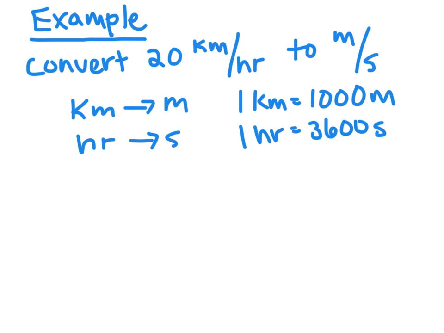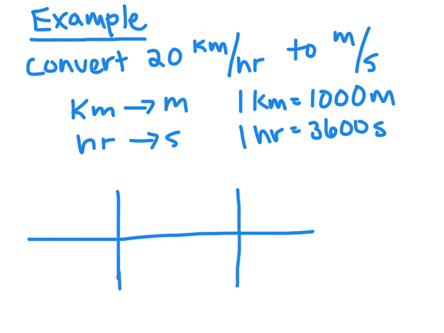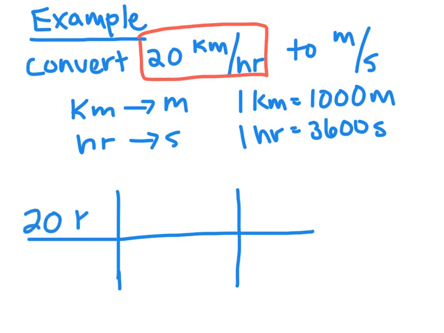Okay, so now I'm going to set up my train tracks, and I'm just going to tell you guys right now, these train tracks are slightly more complicated because we are going to have two different chunks of the train tracks. So as usual, I'm going to start with my original number, and it's going to go over here on the left. So I'm going to have 20. Now here's what we got to see. Kilometers, because it's above this line right here.